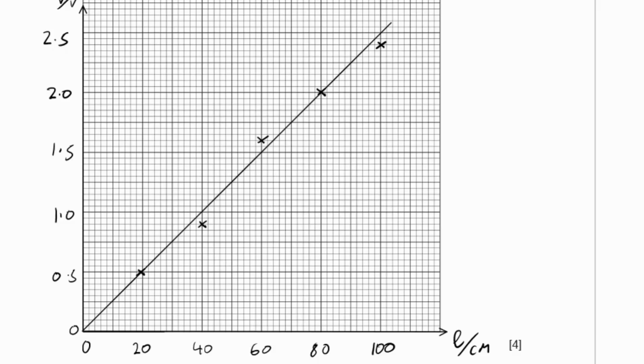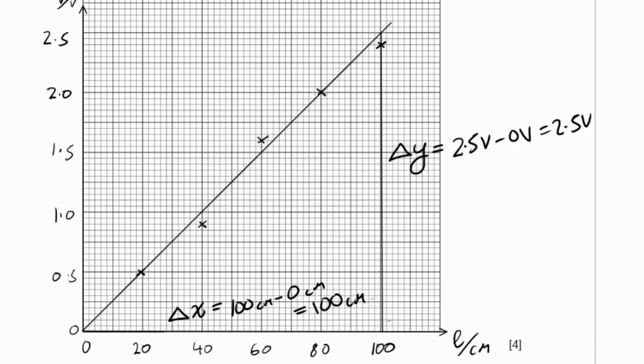So to get the gradient, first things first, I've put in my best line of fit. Now I'm going to want to connect that up with a triangle and label the change in x and the change in y. There we go, so I've got my change in y and change in x, and it's very clear where the numbers themselves come from.